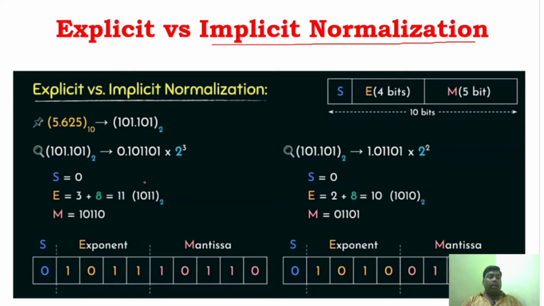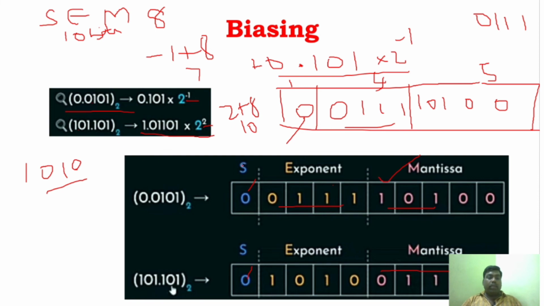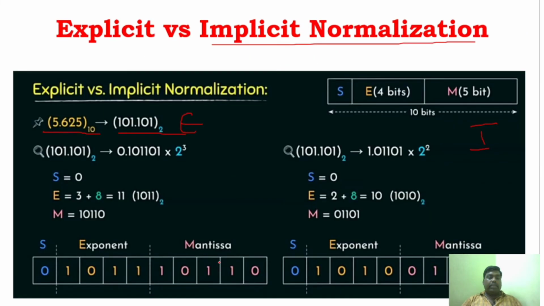As I said before, take the same example, 5.625. The binary value is 101.101. This is explicit representation, and this is implicit representation. I just explained how we represent explicit and how we represent implicit, and I am explaining the same here. The sign bit is 0, and the decimal point is moved 3 times, so it is 2 to the power of 3. 3 plus 8 is 11, correct?